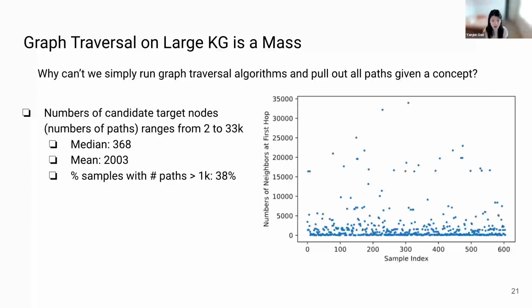The median number of first-hop paths is 368, but the average number of paths is 2000. And the percentage of samples, meaning source-target pairs, with a number of paths over 1,000 is 38%. So what does that mean? It means that given a highly connected knowledge graph like UMLS, you might get exponential growth in the second hop. You might get over 40,000 second-hop paths just by traversing the graph given one concept. That is really expensive if we want to convert this knowledge graph to an embedding space, or if we just want to pull out all the paths. It's not possible to read all the paths and fit those into the language models.